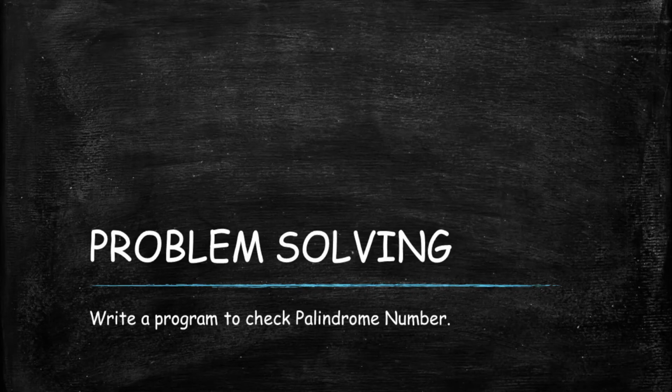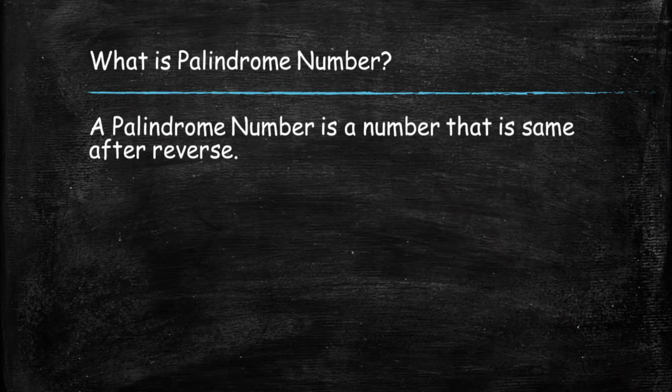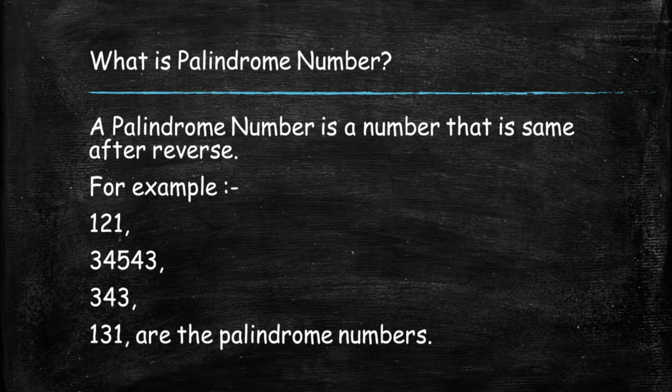In this video I will show you how to write a program to check a palindrome number. So what is a palindrome number? A palindrome number is a number that is the same after reversal. For example, 121. If we reverse this number, it will be written the same as 121. 34543, 343, and 131 are examples of palindrome numbers.